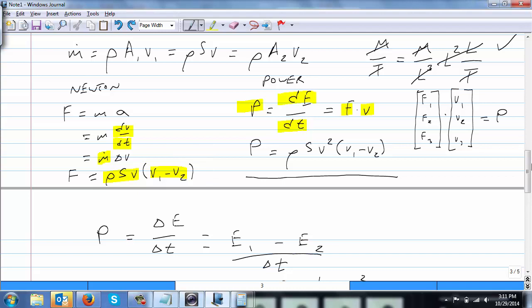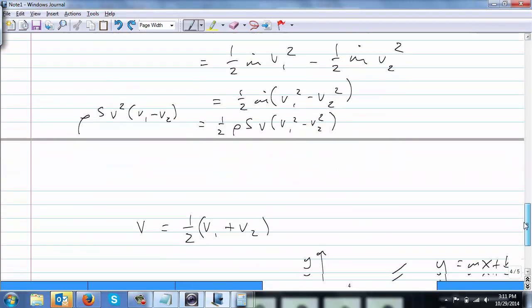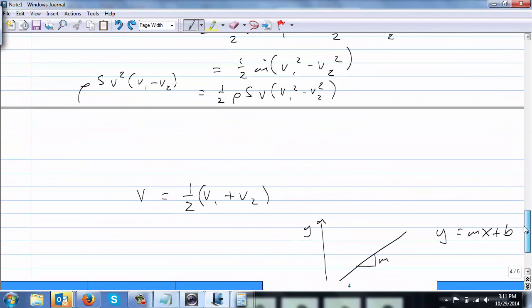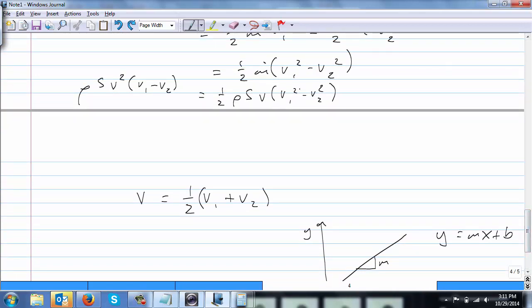Now, when we went through it below on the next page down, I just grabbed V1 and V2, but they're both squared in the parentheses. So what happens there? Why?